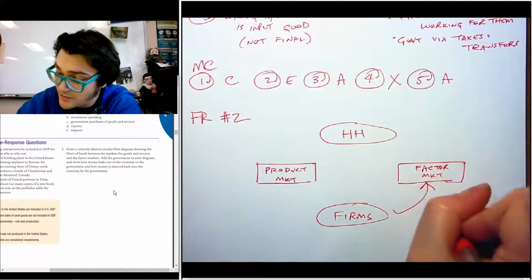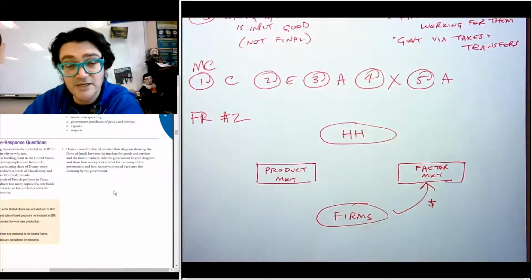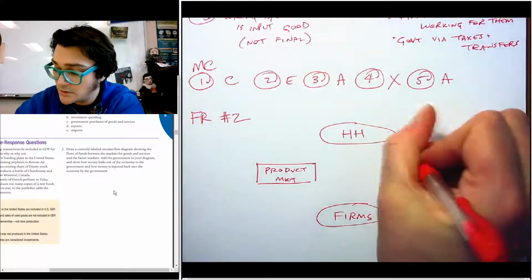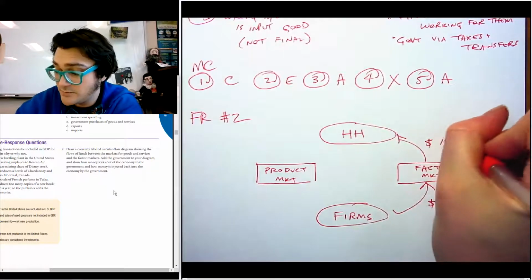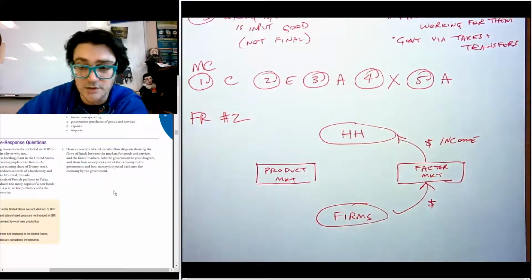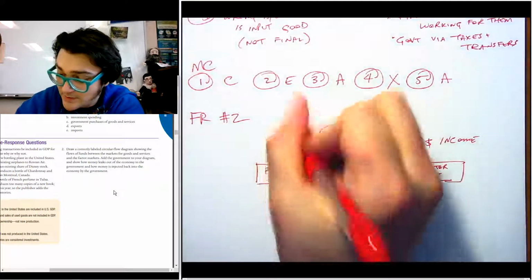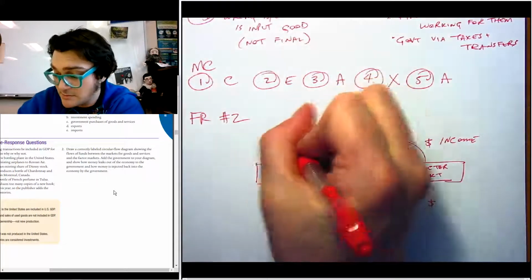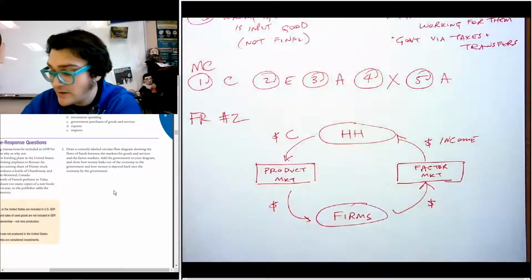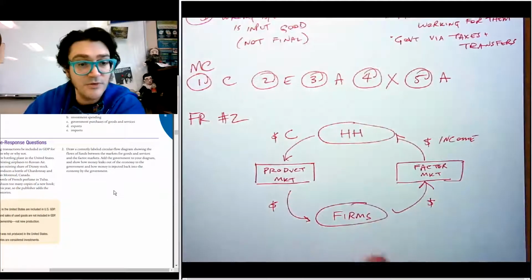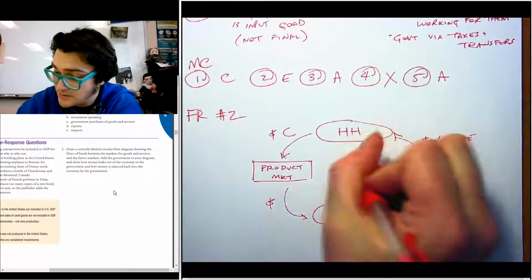And money flows from the firms into the factor market where they hire workers, and then the money flows to the workers, right? So this is income: wages, rent, interest, profits. And then this is consumption spending, and back again. And so the money flows to the firms. The only thing that we don't have is the government in this one.